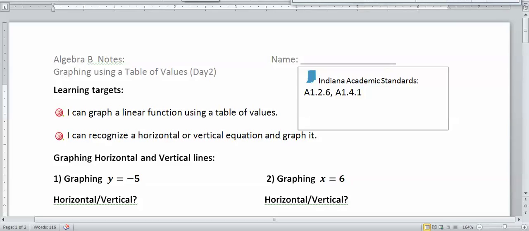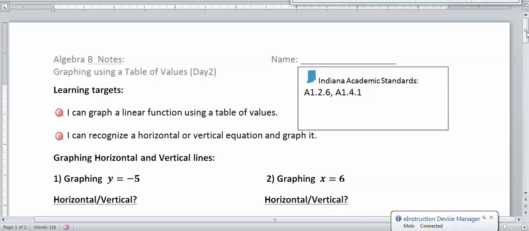Alright, so today's learning targets are that I can graph a linear function using table values, and I can recognize a horizontal or vertical equation and graph it. Alright, so to do this, to start off, graphing things with just one variable.